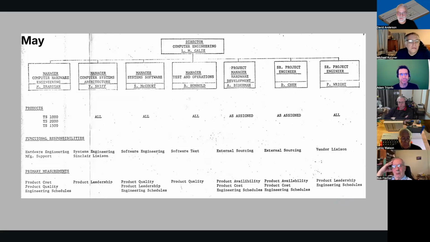Isn't that crazy? So this is roughly the org structure of the engineering section of Timex Computer Corporation. You don't see the marketing folks in here. This is all just the people who are doing the work. Over here, third one over where it says manager systems software, that's Scott McCourt. Dave, Will, and Lon reported up to Scott. They worked under him. And Mike Brannigan is off there on the left.